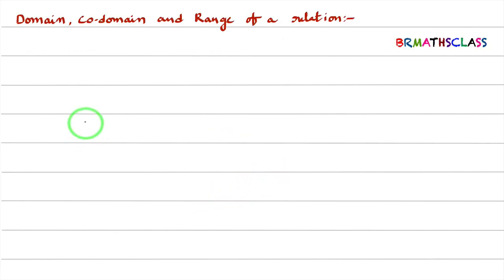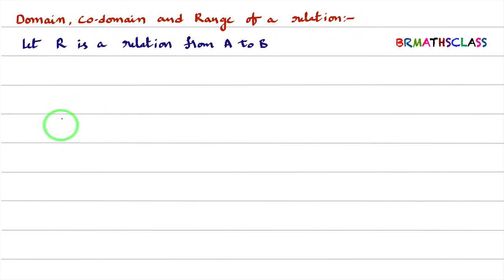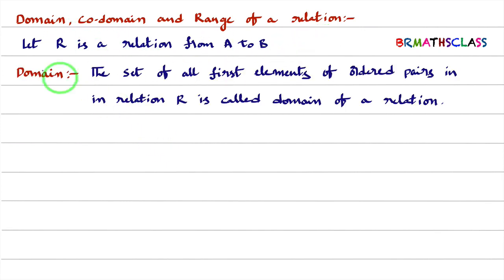In this class, we will learn the definitions of domain, codomain, and range of a relation. Consider R is a relation from A to B. Then which one is called the domain of the relation? The set of all first elements of ordered pairs in relation R is called the domain of the relation. We'll understand this more clearly with an example, but first let me complete all the definitions.